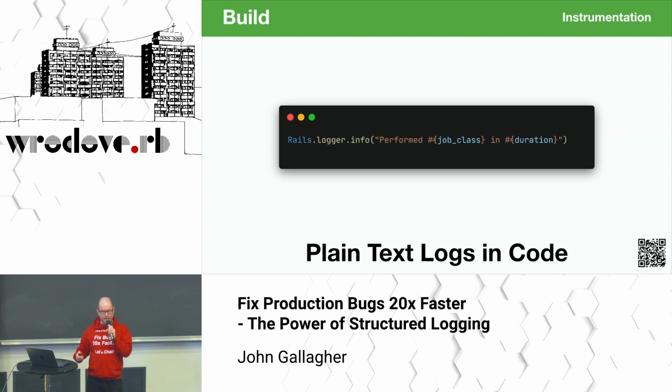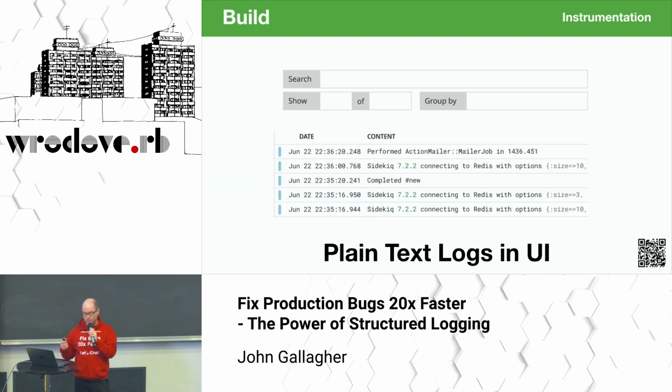Here's what a plain text log looks like. Hopefully this looks fairly familiar. It's a string, goes to the logs, no big deal. But you can see the data here is just smushed into the string. Okay? Here's what it would look like in your observability tool of choice. It will be a single column just saying performed action mailer, mailer job in whatever.